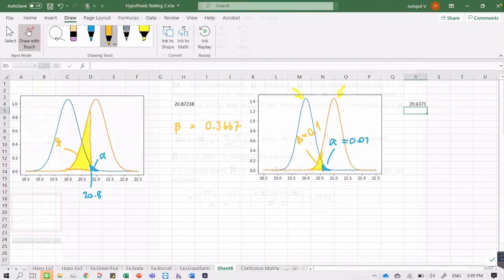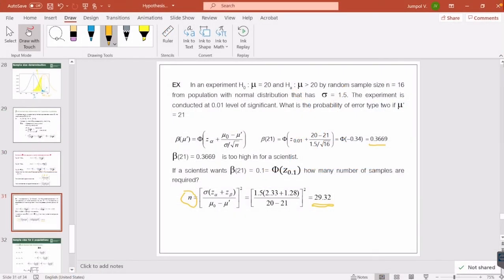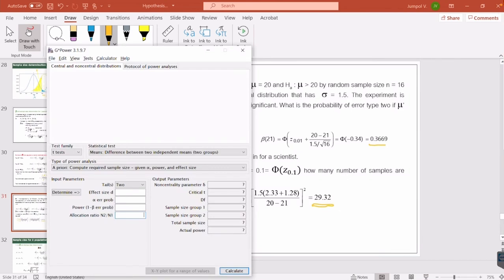Okay, calculating sample size is a little bit time consuming to do by hand. So I will use the software to do that, and the software is called G-Power. You can download this software by just typing G-Power statistics software in Google, and then it will go to the download page, and you can download and install it on your PC or Mac.